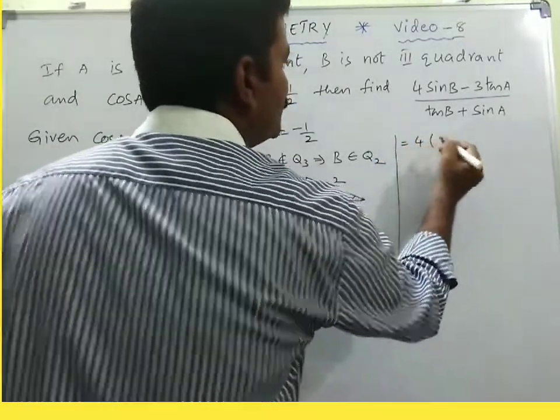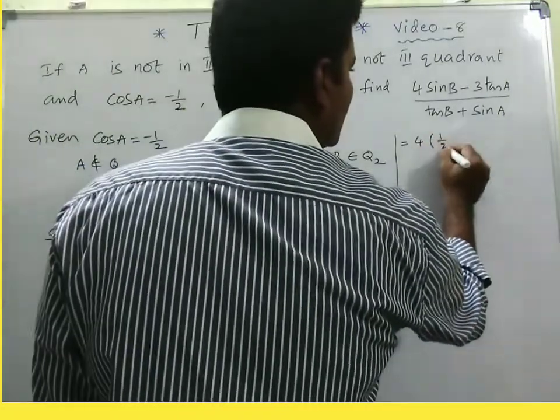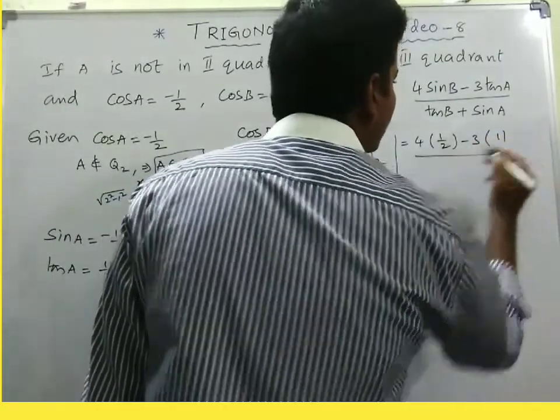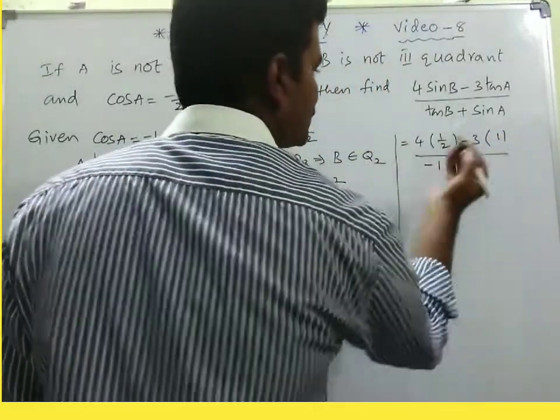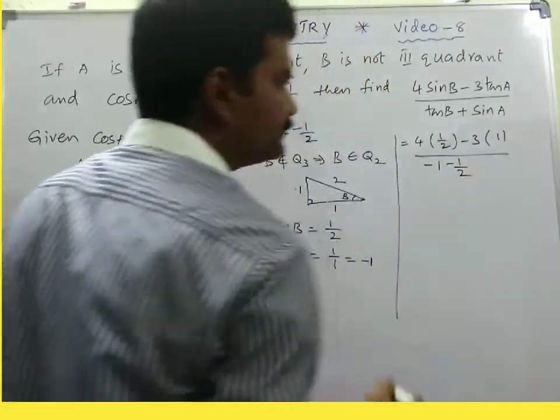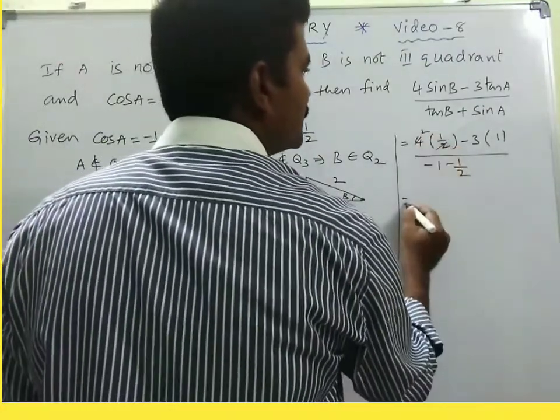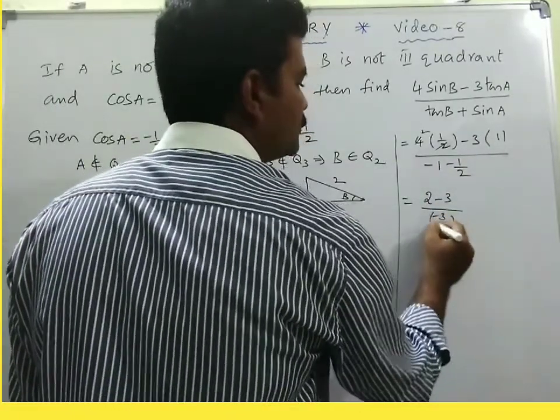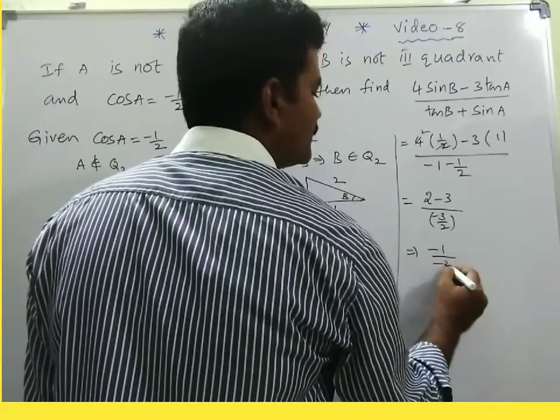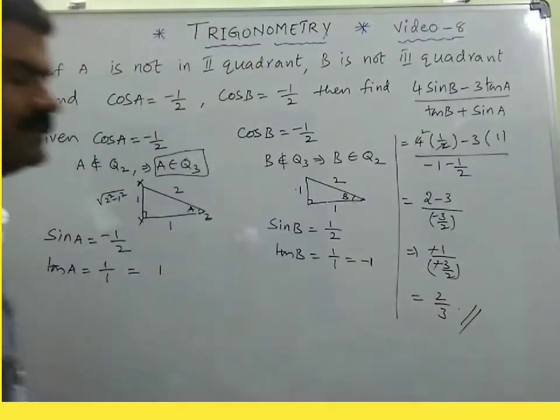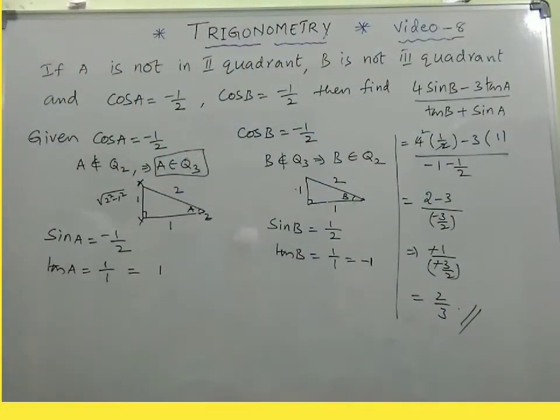Okay. So now let us substitute in this. Therefore 4 into, what is the sin B value? 1 by 2, minus 3 into tan A value is 1, whole divided by tan B, minus 1, plus sin A, which is minus 1 by 2. So this is 2 times 1 by 2 minus 3, by minus 1 minus 1 by 2, which is minus 3 by 2. Minus minus gets cancelled, hence the value of the given function is 2 by 3.